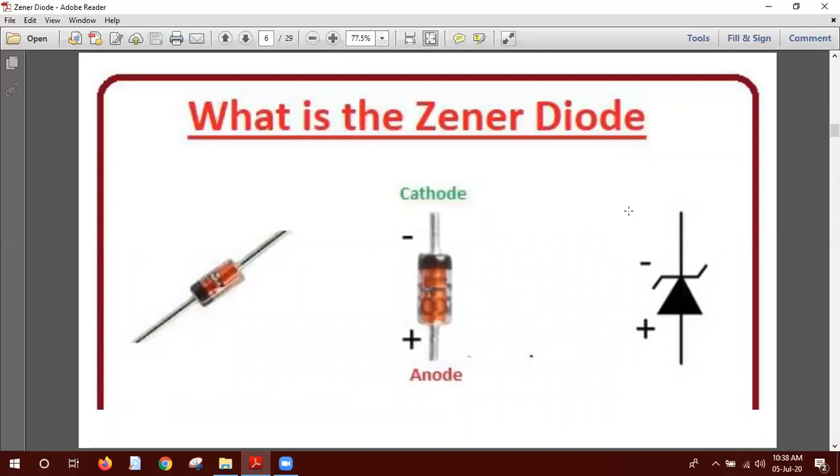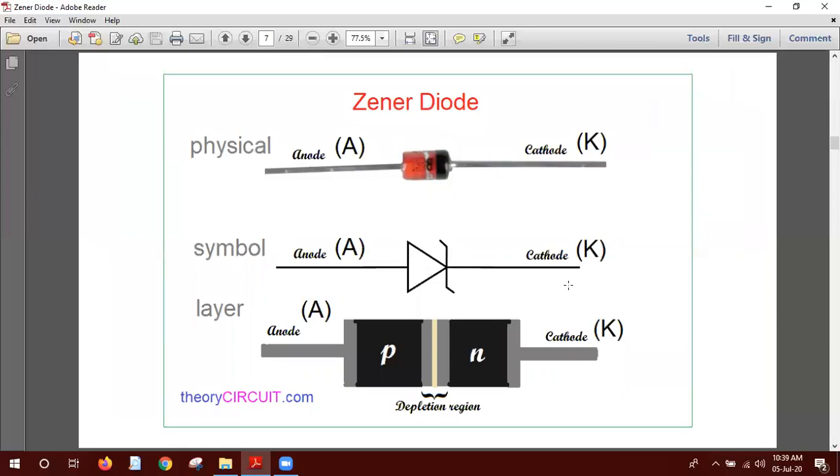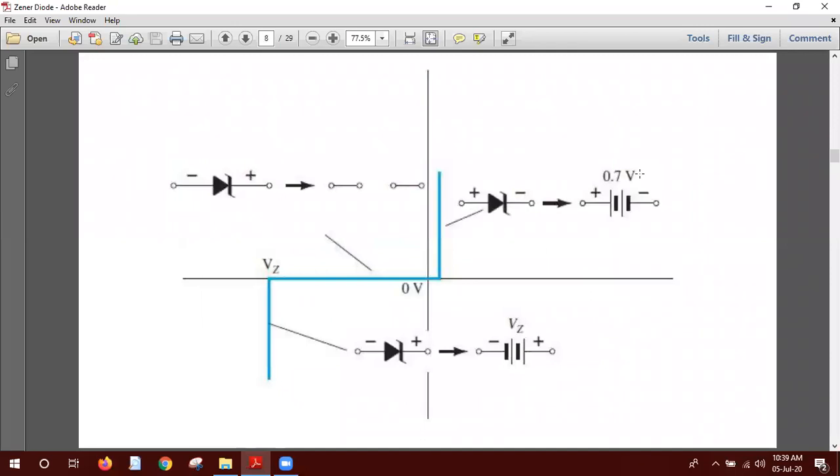The symbol of the Zener diode is similar, just a small change inside, but otherwise the same. This gives us a closer look. I also said how to identify a diode. When you see a strip of black or white, that is the cathode side, or basically the N side, and the other side is the anode, or P.